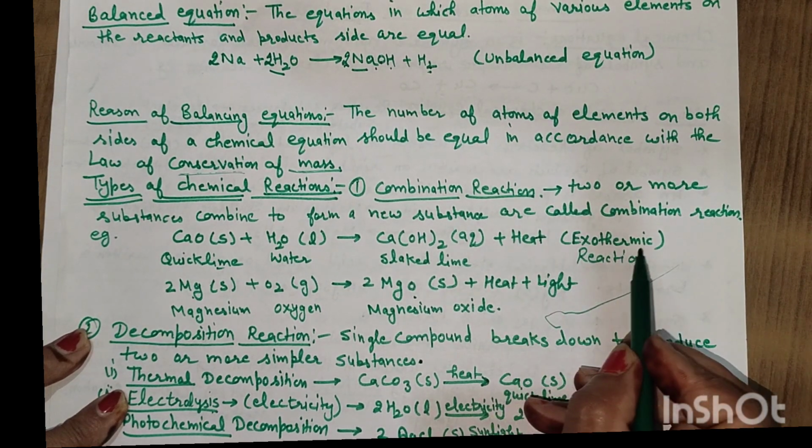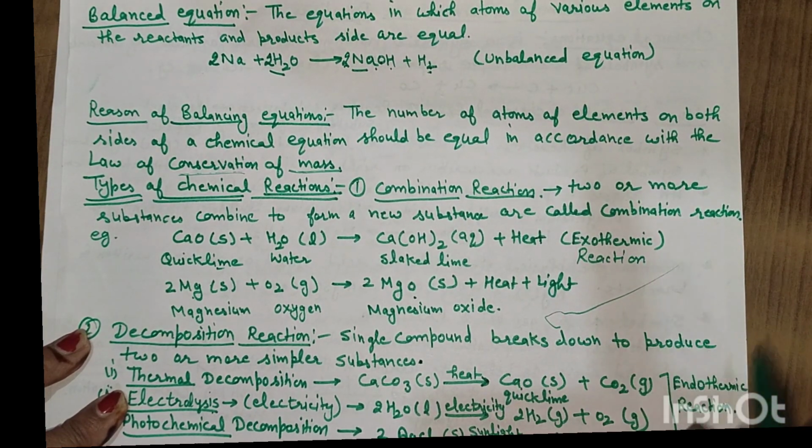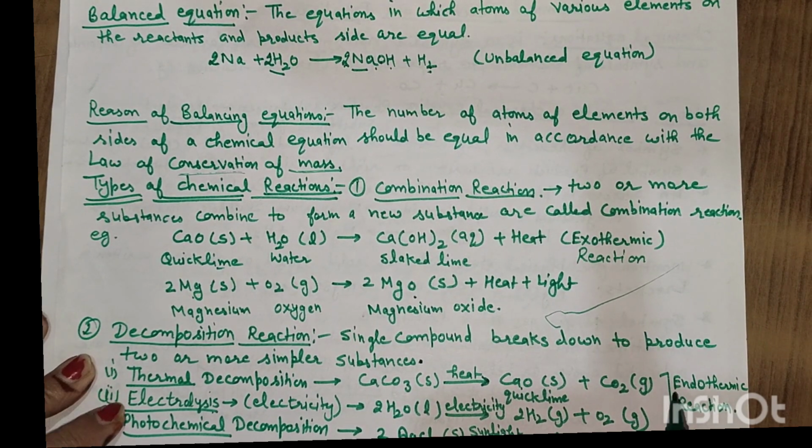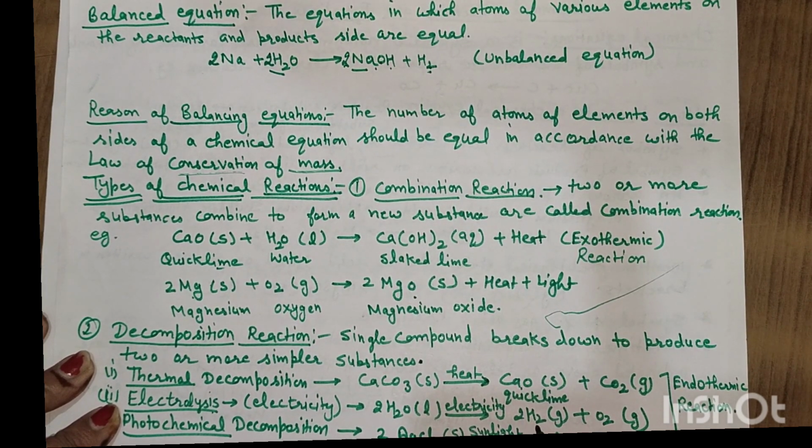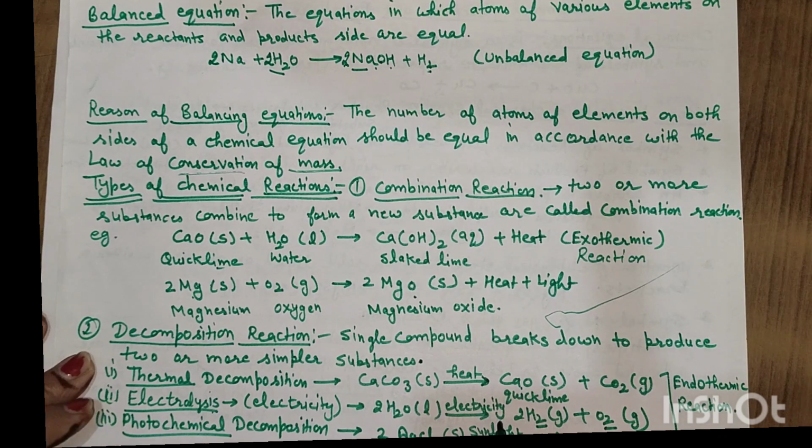Where heat is released, that is called exothermic reaction, and where heat is absorbed is called endothermic reaction. Now electrolysis. Electrolysis means with the help of electricity, a decomposition reaction takes place. Here when we heat the water, then it breaks down into H2 gas and oxygen gas. This is electrolysis, decomposition with the help of electricity.